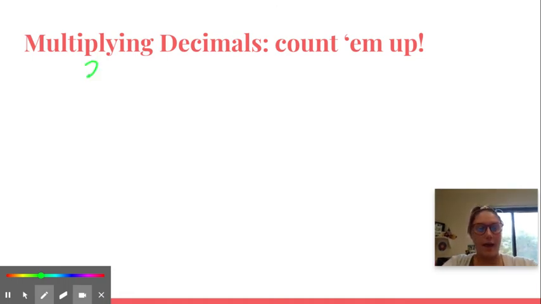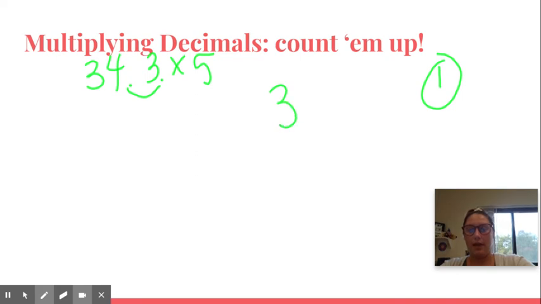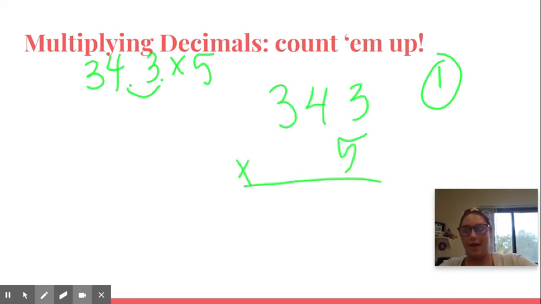So if I have 34 and 3 tenths times 5, I'm going to take this decimal out, write it off to the side, and then go ahead and set it up like normal and pretend that decimal doesn't exist until the very end. So we know that 5 times 3 is 15. So here's our 5. We'll carry our 1 over. 5 times 4 is 20 plus that 1.